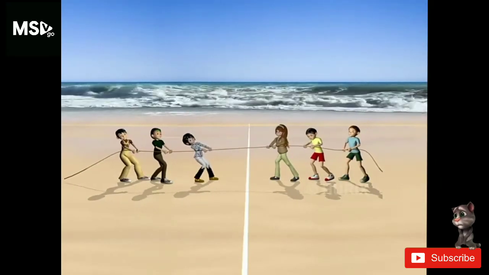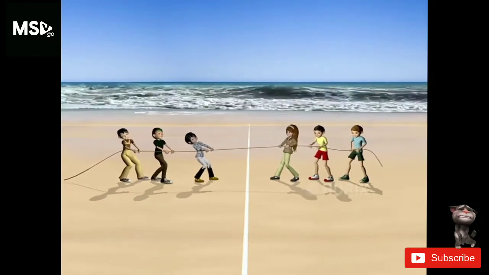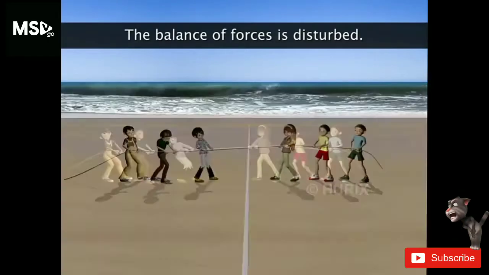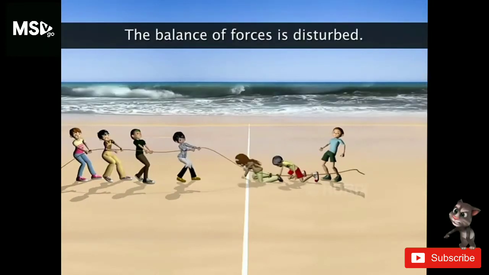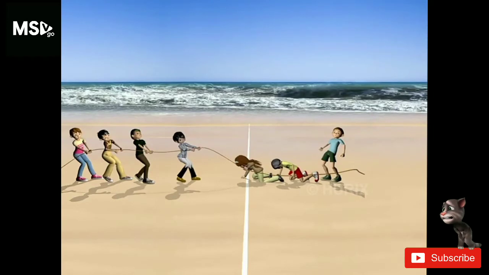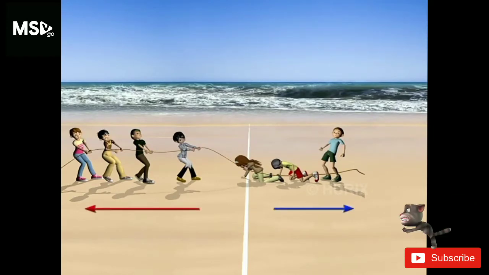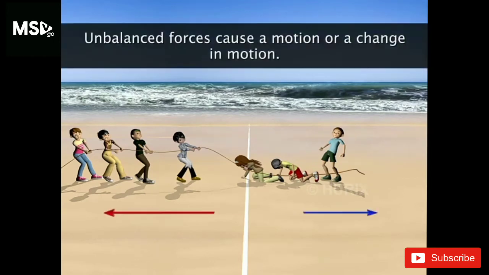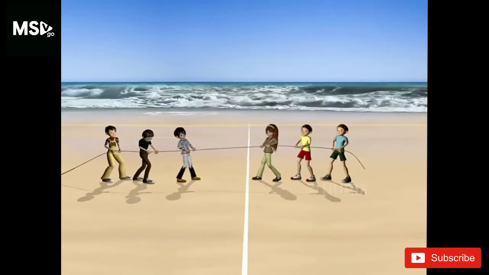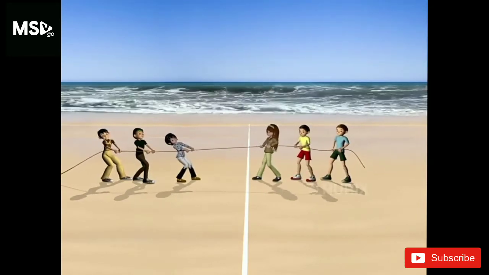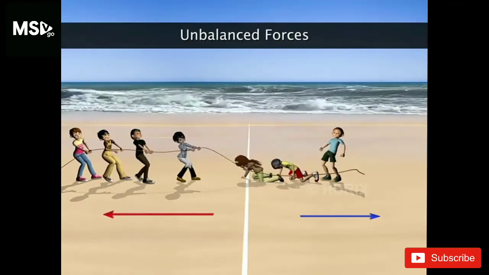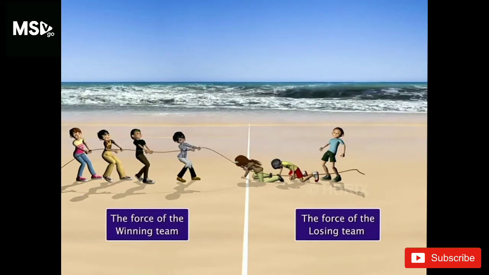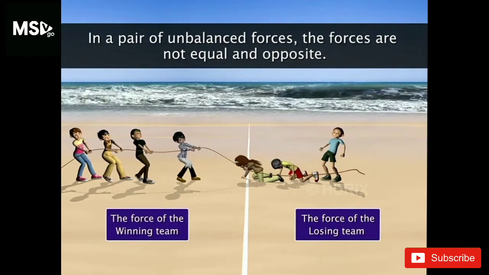So, what causes a change in motion? Let's consider the tug-of-war again. When a person was added to a team in the tug-of-war, the balance of forces was disturbed. The rope moved towards the team with more people. Unbalanced forces cause a motion or a change in motion. In other words, if a force results in motion or a change in motion despite an opposing force, you have an unbalanced force. That's because the forces in this pair are not equal and opposite.